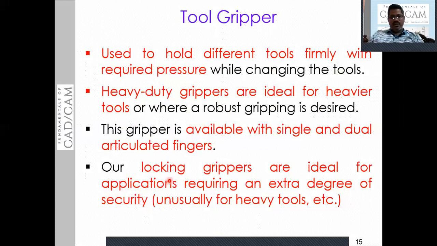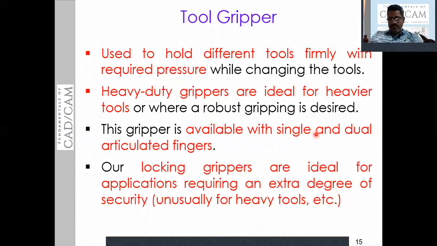Then locking grippers are also available, which are ideal for applications requiring an extra degree of security. In some cases, if you don't lock the gripping area, there is some variation in the gripping pressure or force, so anything can happen. To apply constant pressure to hold the objects, there is a locking system for the tool grippers. Okay, this is the tool gripper.